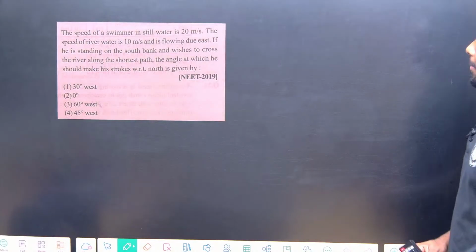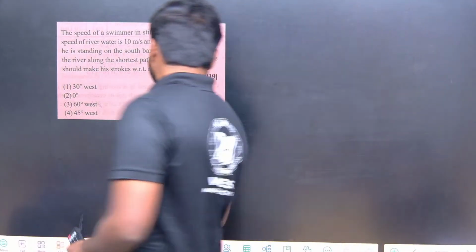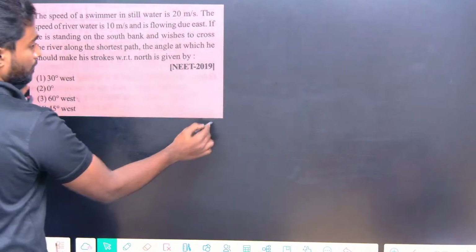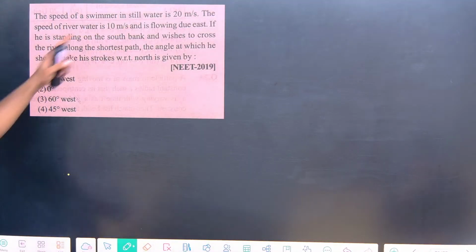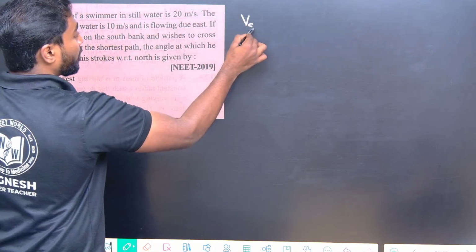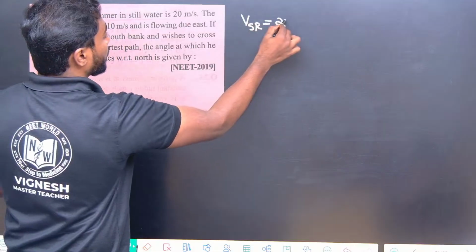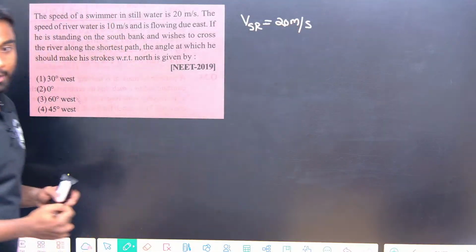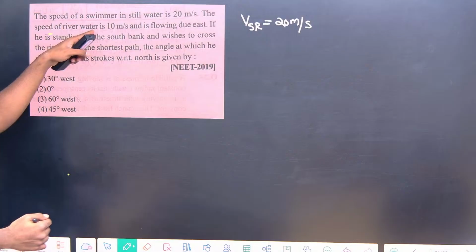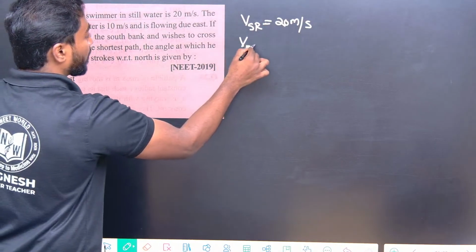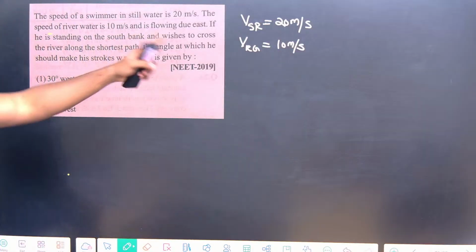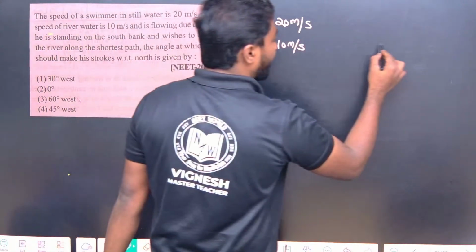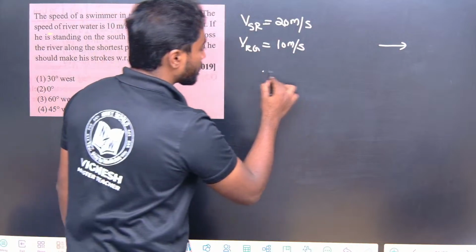A swimmer is swimming in still water, which means velocity of the swimmer with respect to water is equal to 20 meter per second. The speed of the river water, so velocity of the river with respect to ground, is equal to 10 meter per second, flowing due east. Which is east? In this direction will be my east.